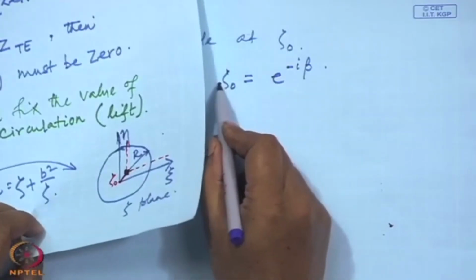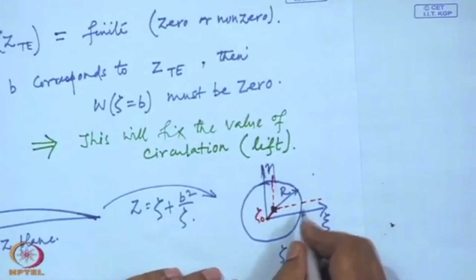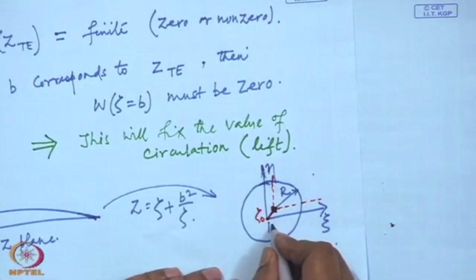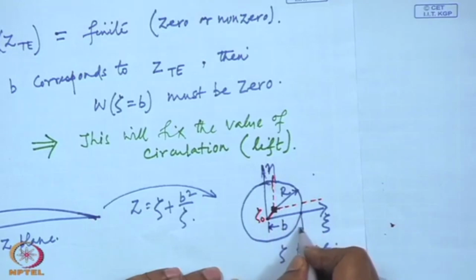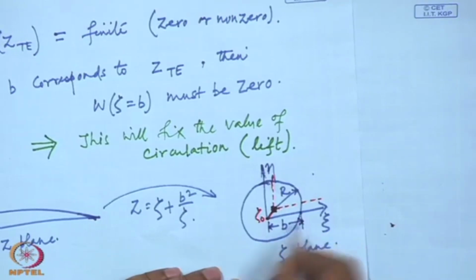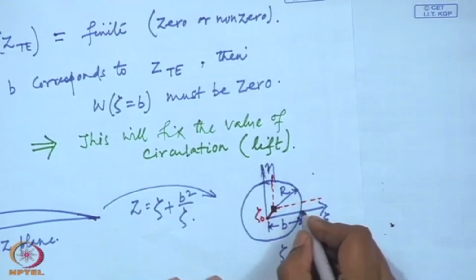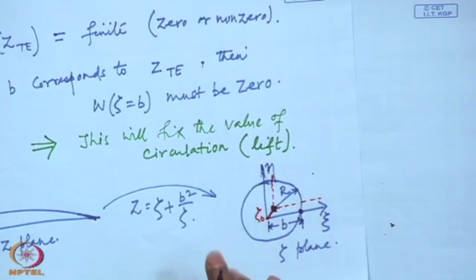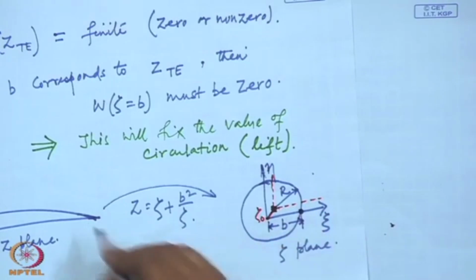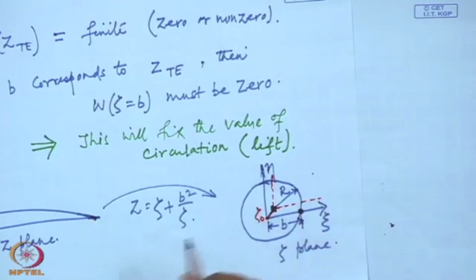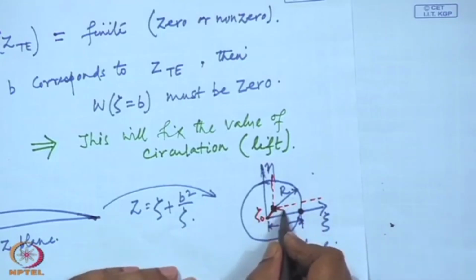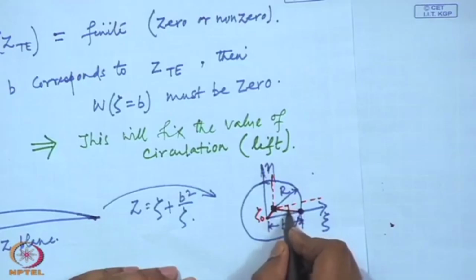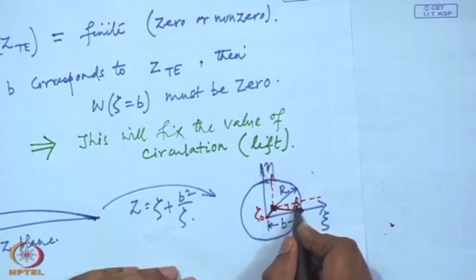Let us come to this a little later. First of all, let us consider this is B. Then this point will become the critical point, and this is what will become the trailing edge point, and this angle let us say we take as beta.